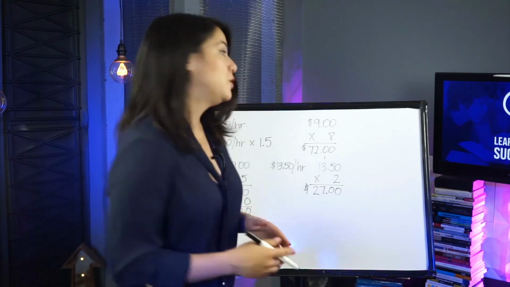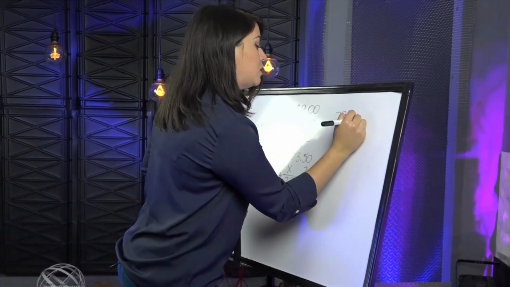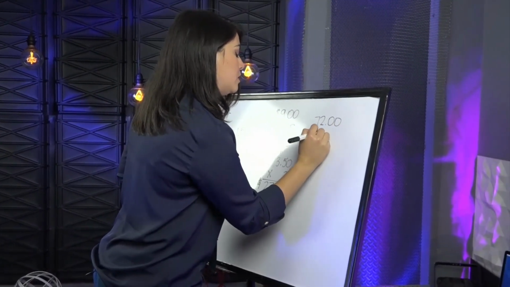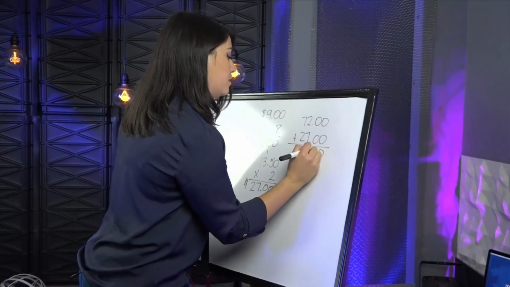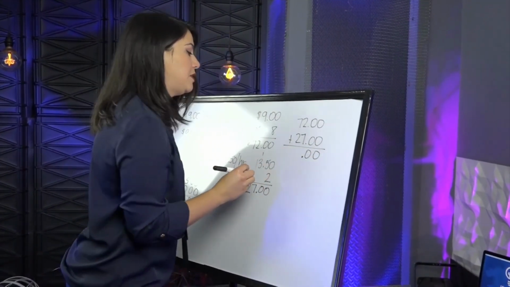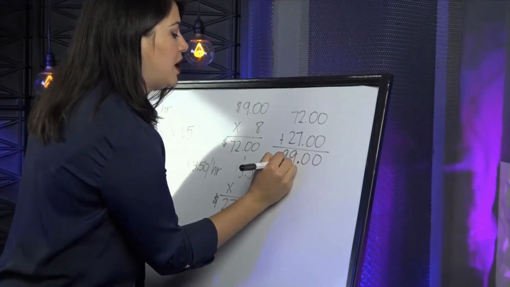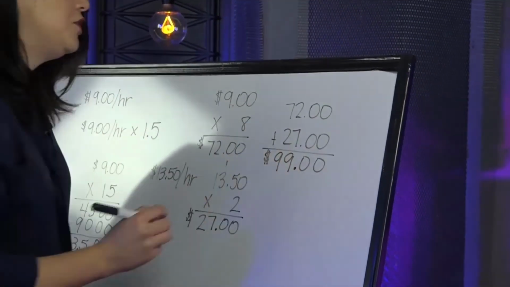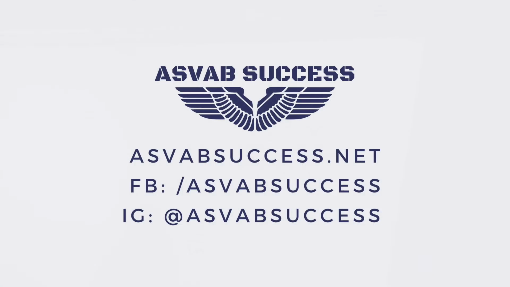So now we have to add those up. $72 plus $27. We line up our decimal points. 2 plus 7 is 9. 7 plus 2 is 9. Alan earned $99 when he worked 10 hours on Tuesday.